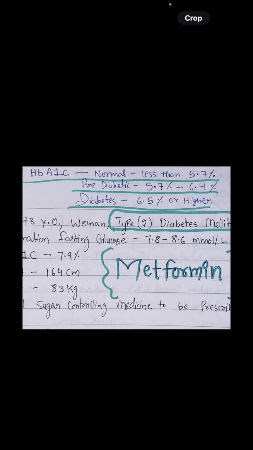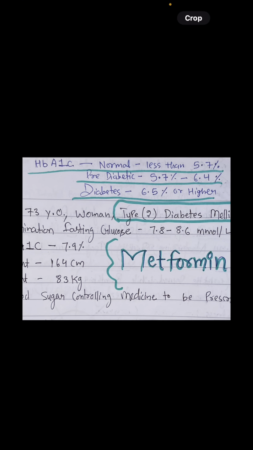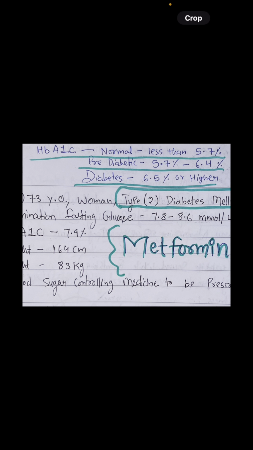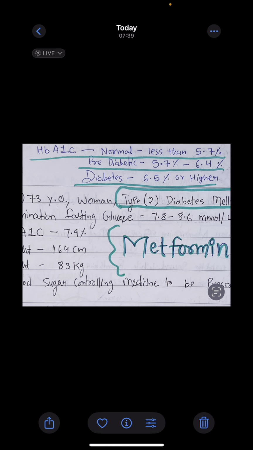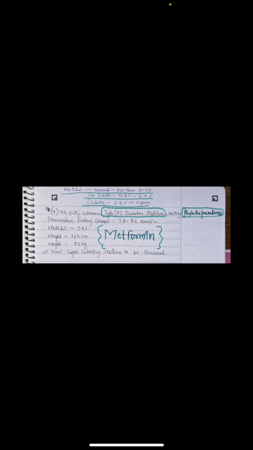All right. So HbA1c is the marker of long-term management, or long-term glycemia, we say. So normal is less than 5.7, pre-diabetic is 5.7 to 6.4, diabetic is 6.5 or higher, just to remember.